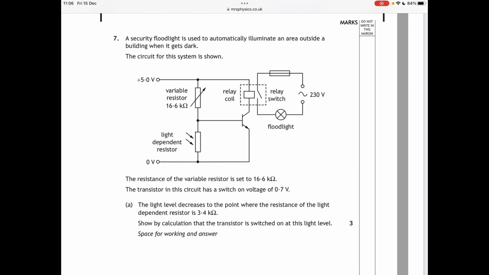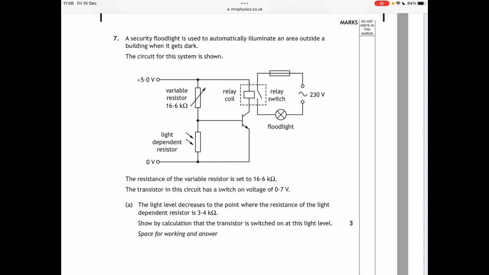The resistance of the variable resistor is set to 16.6 kilo ohms. The transistor in this circuit has a switch-on voltage of 0.7 volts. The light level decreases to the point where the resistance of the light-dependent resistor is 3.4 kilo ohms. Show by calculation the transistor is switched on at this level.